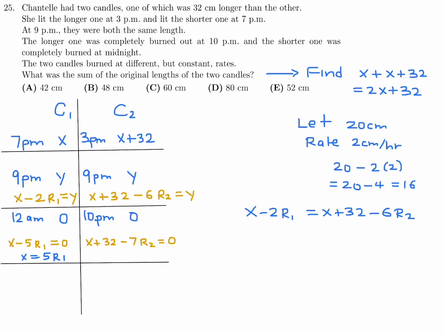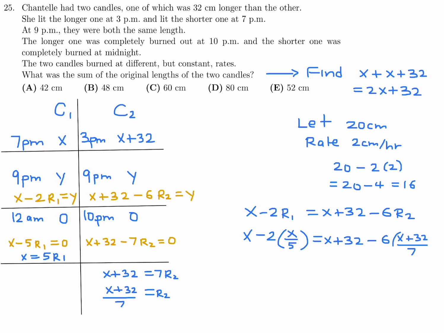All right. Well, get everything in terms of X if possible. R1 I can get in terms of X. It's going to be X over 5, like that. And this is X plus 32 minus 6R2. R2, yeah, I can get in terms of X with this equation. So that's going to be, let's see here, X plus 32 is 7R2. So that means R2 is X plus 32 over 7. So X plus 32 over 7, like that. Okay, so now we just have to solve this.